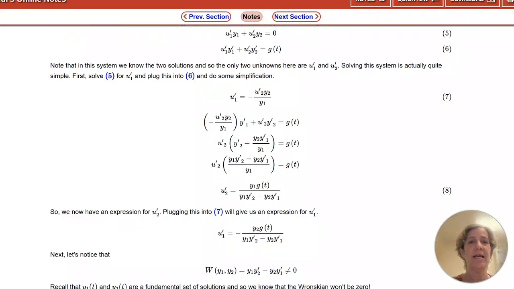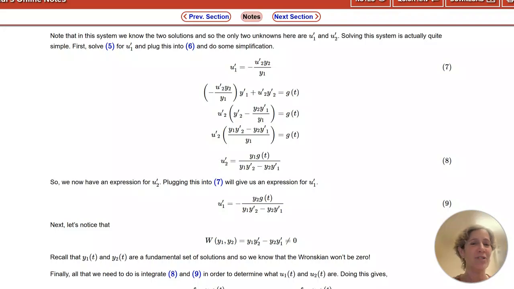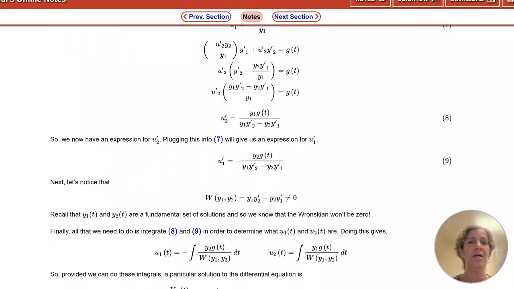And then into the second equation, wherever I saw u1 prime, I replaced it with this negative u2 prime y2 over y1. Again, this is not pretty, but I'm just doing some algebra and rearranging. And then I get a formula for u2 prime in terms of y1, y2, y1 prime, y2 prime, and g of t, which are all things I know. G of t is that right-hand side of the equation, which is given.